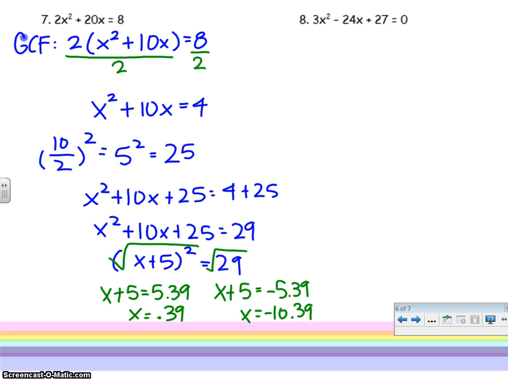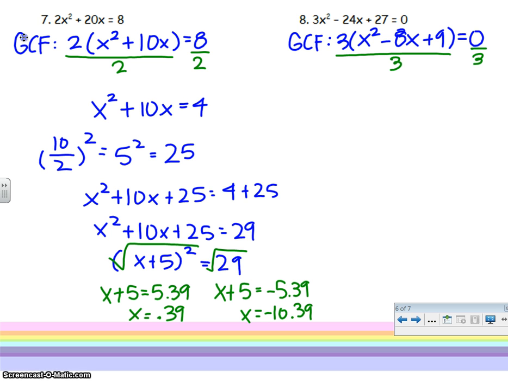And lastly, got a couple things to adjust here. We see that we have a GCF of 3. We can go ahead and take that out of everything. So we take out our 3, left with x squared minus 8x plus 9 equals 0. We can divide 3 out of there. Zero divided by 3 is just 0. We have x squared minus 8x plus 9 is equal to 0. We need to move 9 to the other side.